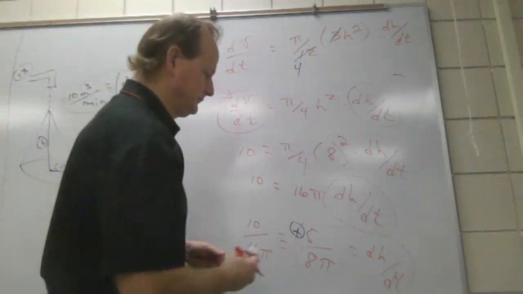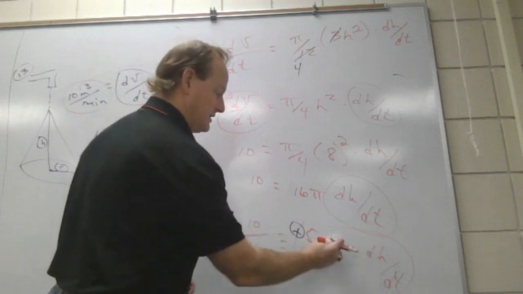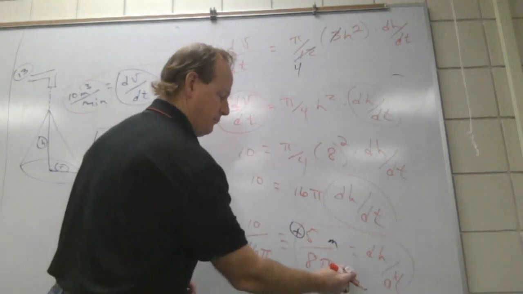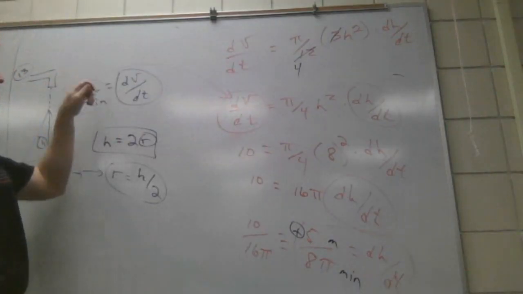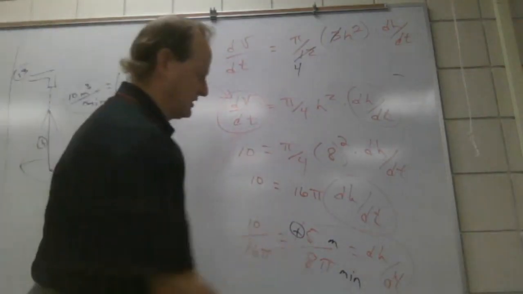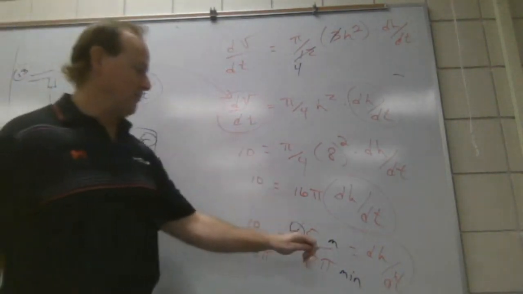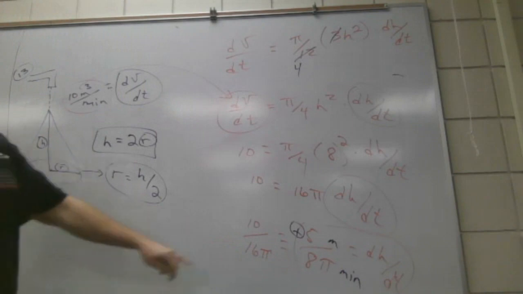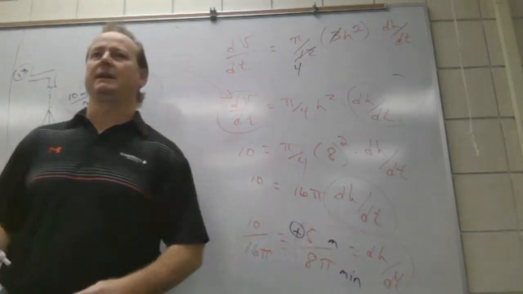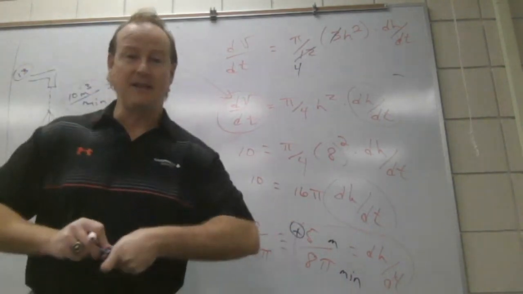The height of the pile is increasing at a rate of 5 over 8 pi. And then what's the label? H is in what? Meters per minute. It was cubic meters per minute for the volume, so for dH dt it's meters per minute. So basically, finishing up here, the height of the pile is increasing at a rate of 5 over 8 pi meters per minute. So just make sure you say increasing because of that plus sign.